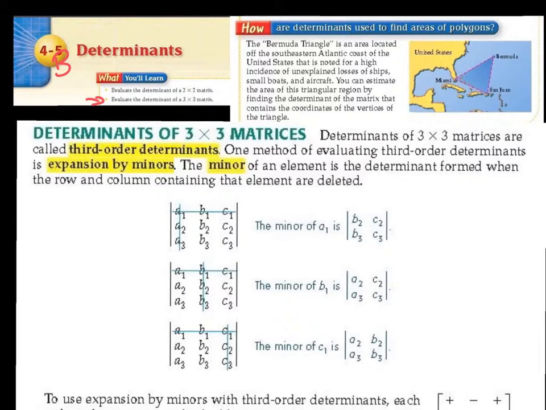A triangle has 3 vertices, so the determinant that's going to take to do that is going to be a 3 by 3. Determinants of 3 by 3 matrices are called third-order determinants. One method of evaluating a third-order determinant is called expansion by minors. The minor of an element is a determinant formed when the row and column containing that element are deleted. Okay, so the first minor, they got rid of the first row and the first column. The second minor, they got rid of the first row, second column. And third minor, they got rid of the first row and the third column.